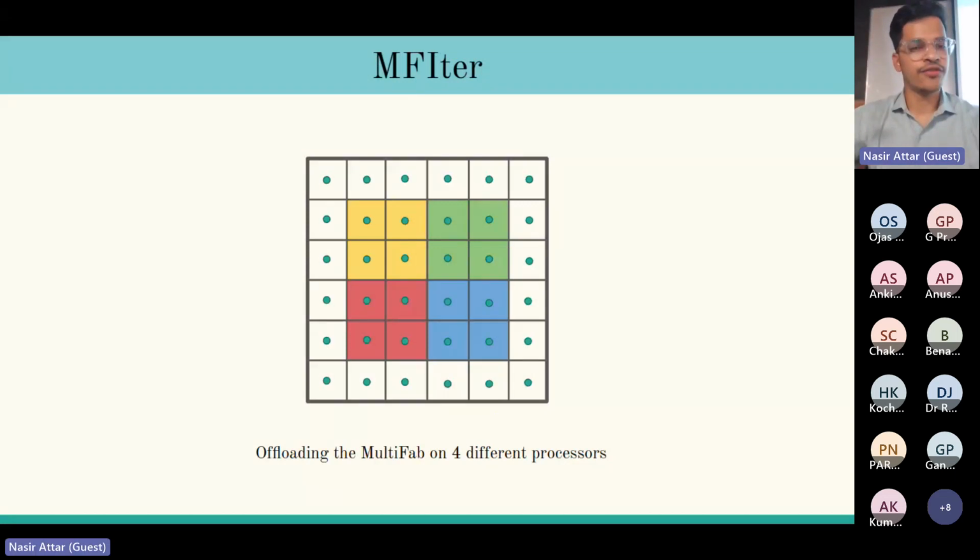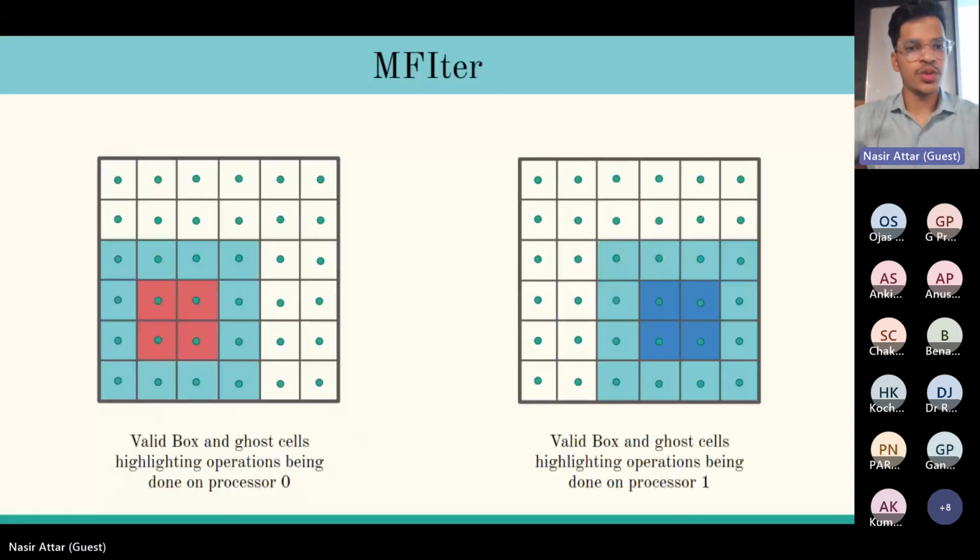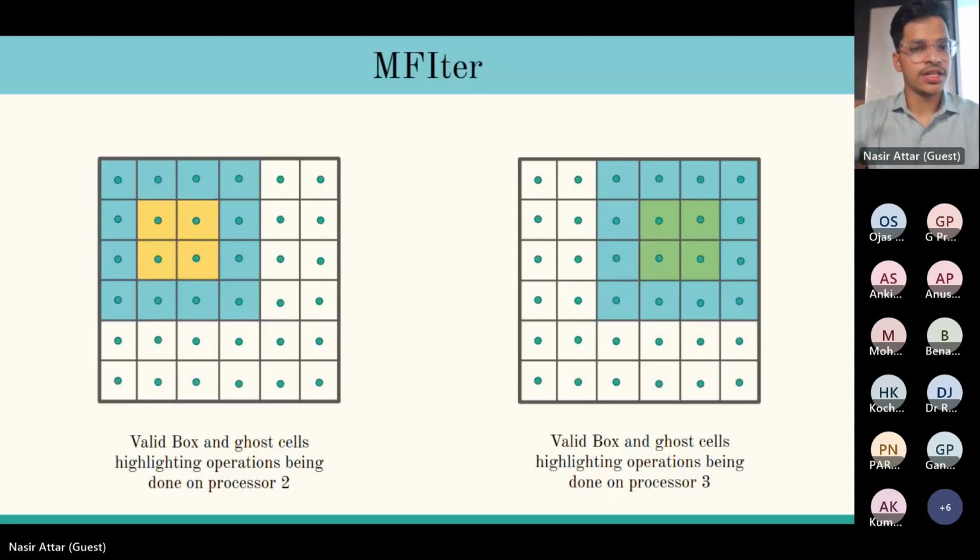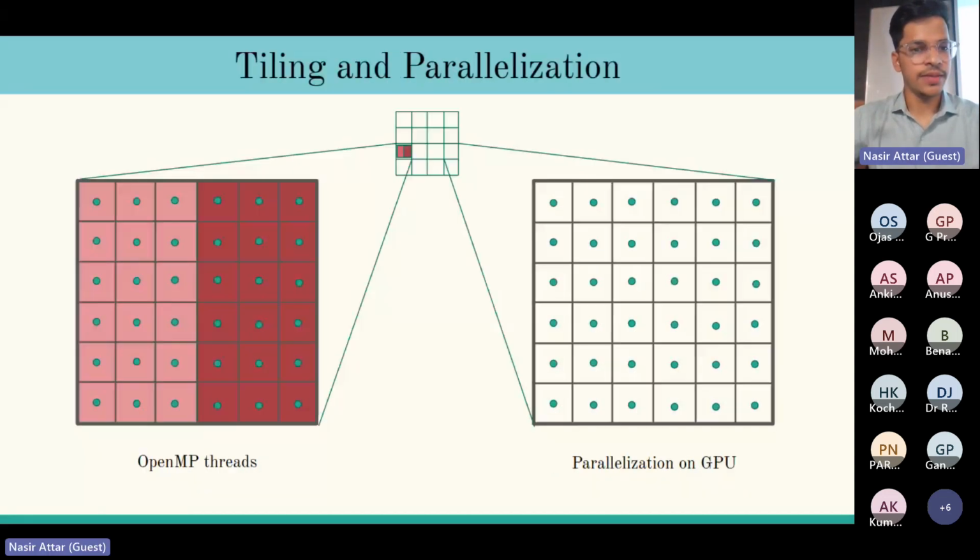Next, as we have offloaded to different processors, we'll see how each processor computes, and what the computational domain is for each processor. As you can see, the red one is our actual box, and the blue is the ghost cells. So this is how each block looks: it has a valid box followed by a layer of ghost cells. These computations are being done in parallel.